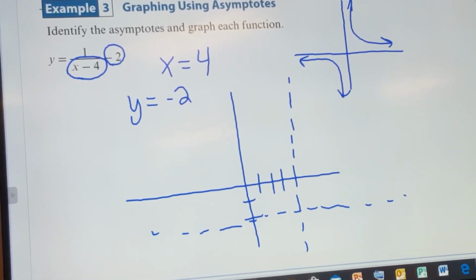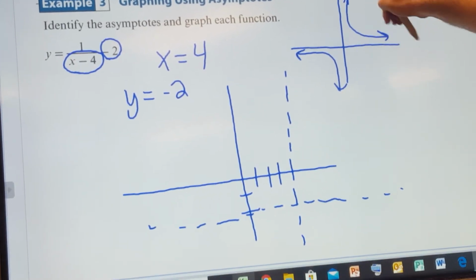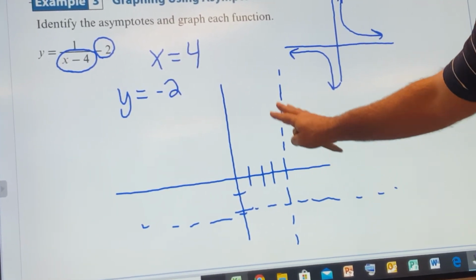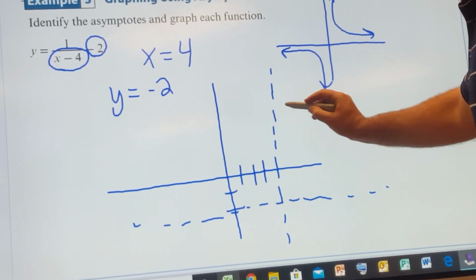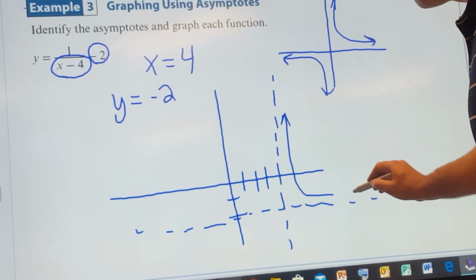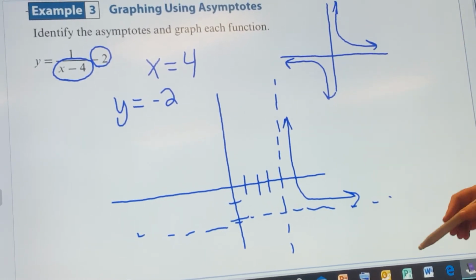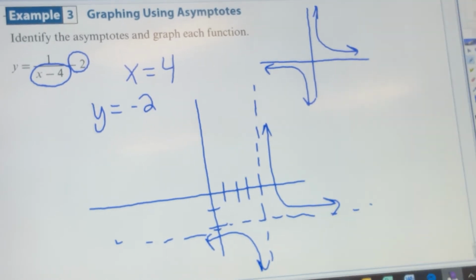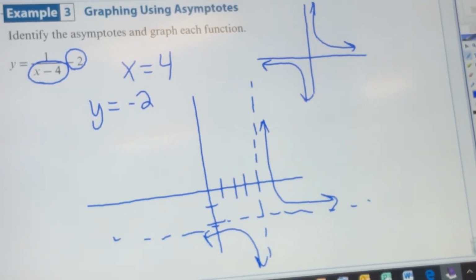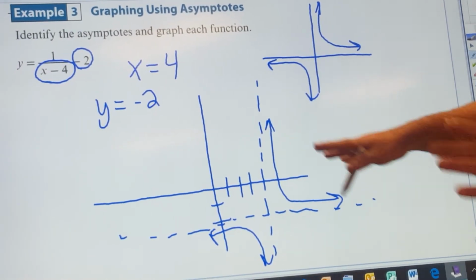Then it's going to look like the parent graph. These asymptotes split it up into 4 sections. I'm going to go into this section, and it's going to look like the top of the parent graph. Then we go to this section and graph it like that. So it looks just like the parent graph, just shifted down and to the right.